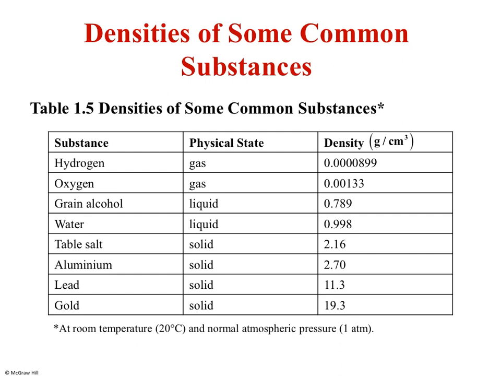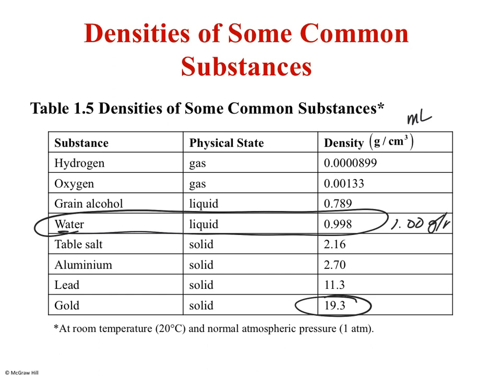This is some common substances here. Solid gold, that's very high, 19.3 grams per centimeter cubed. Remember, that's the same thing as milliliter. Let's look at water. Water, we just go ahead and round that off to 1 gram per milliliter. You'll see me do milliliter. Aluminum is kind of low, 2.70.